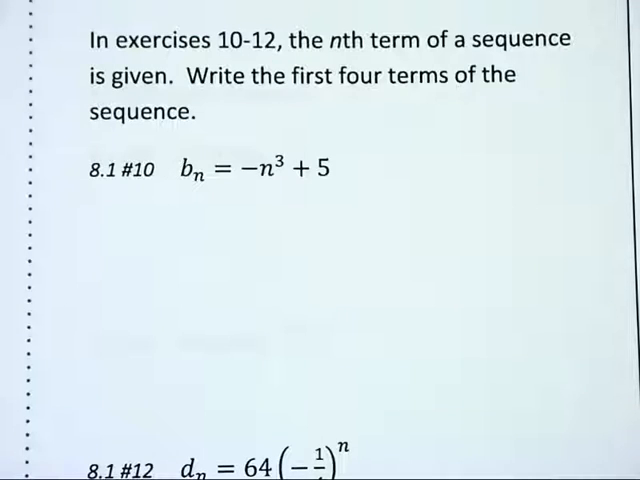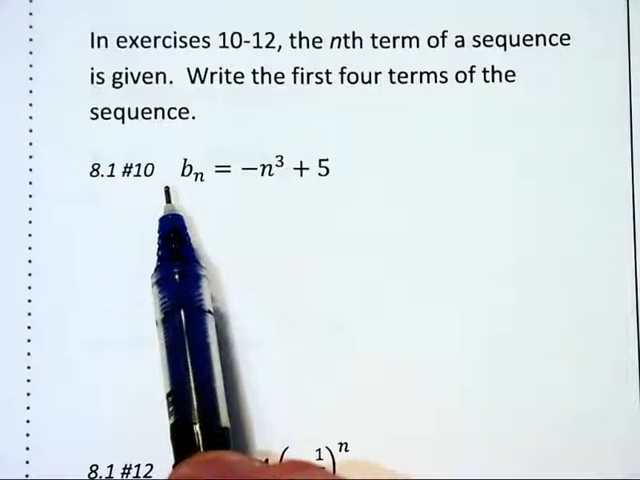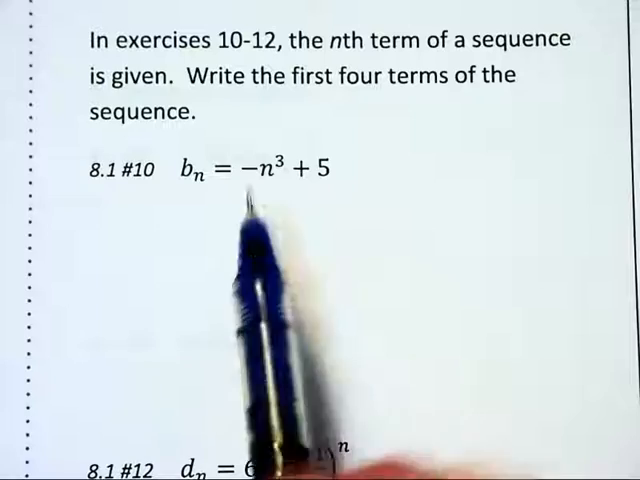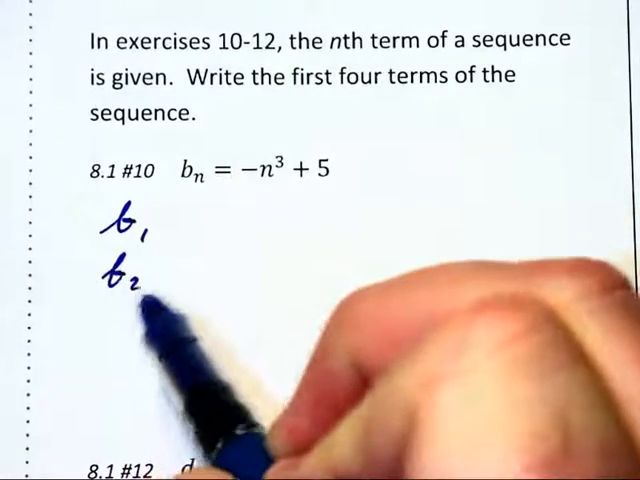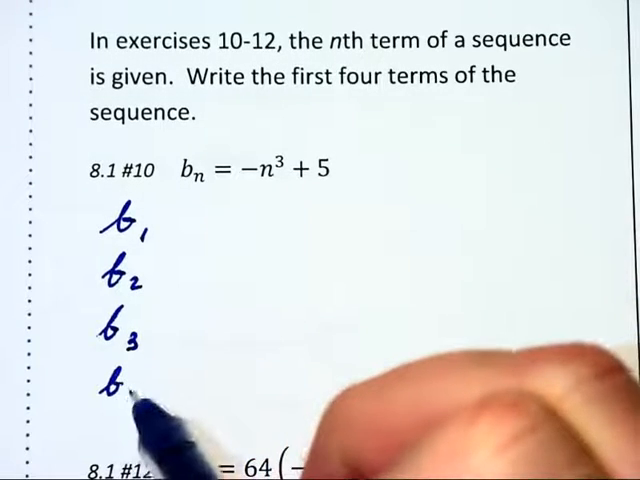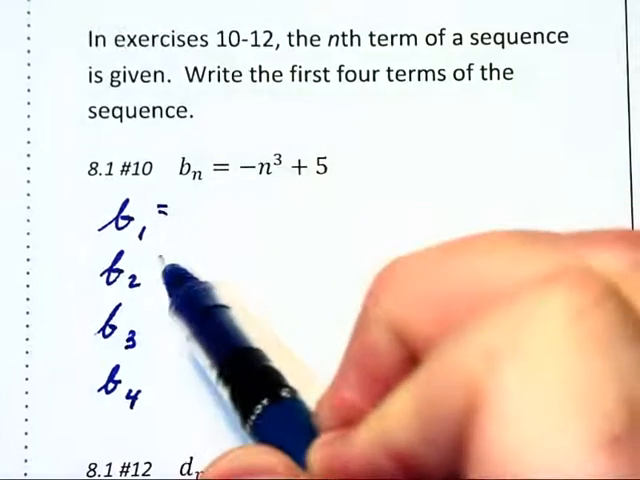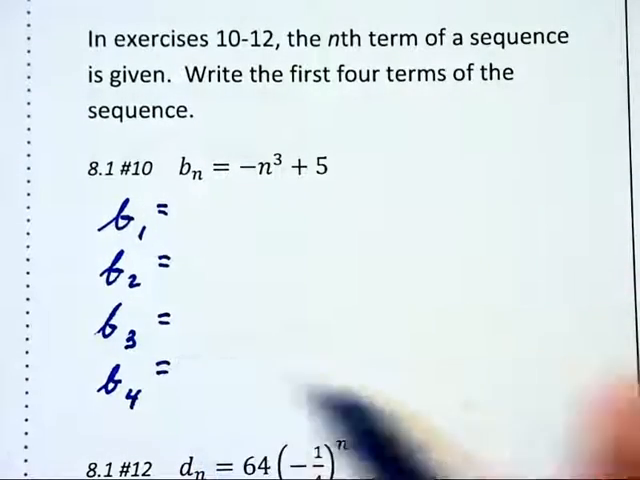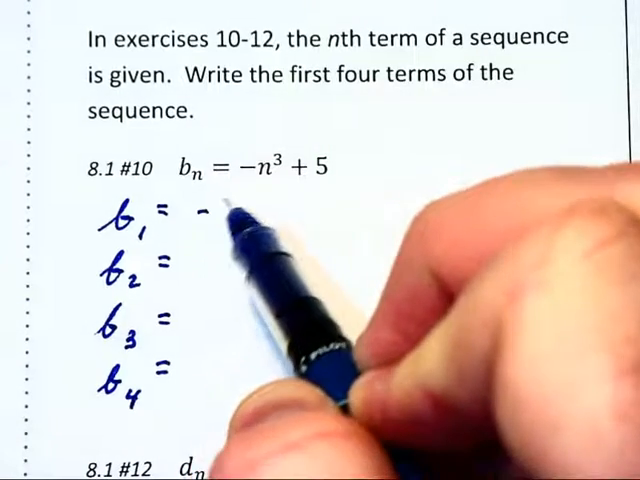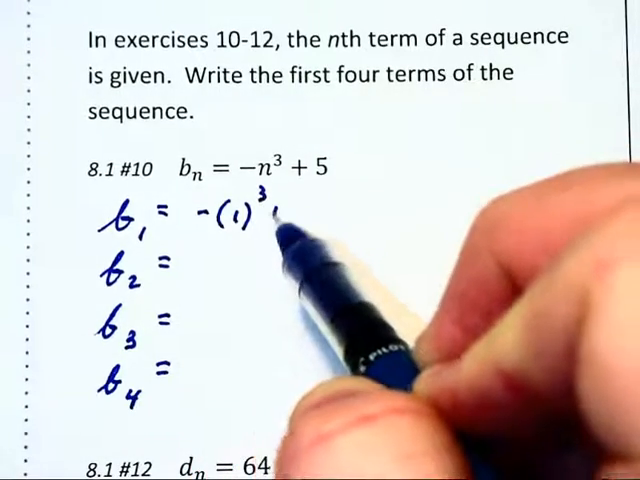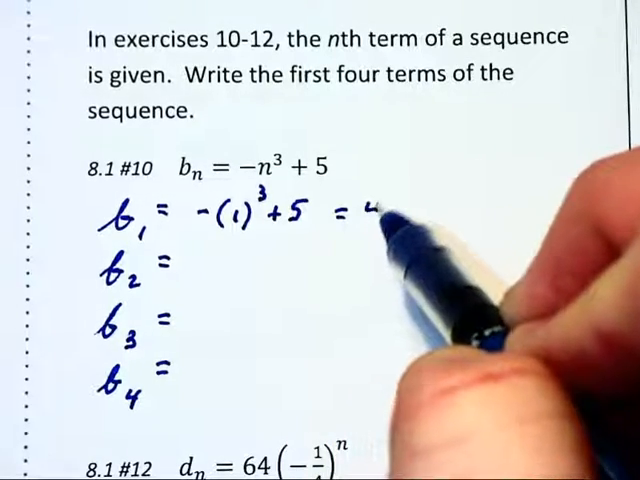Now, they are giving us a formula here. This time we're using b instead of a for the nth term. And to find those first four terms, b sub 1, b sub 2, b sub 3, and b sub 4, we will want to substitute in values of 1, 2, 3, and 4 into this formula. So in this first case, we will have negative 1 cubed plus 5. That is negative 1 plus 5, which is 4.